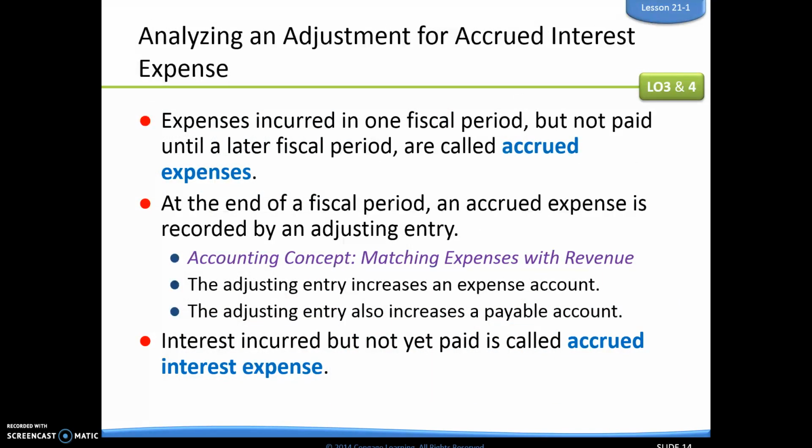Now, we also have expenses that are incurred in one fiscal period but are not paid until a later fiscal period, and we call those accrued expenses. At the end of a fiscal period, an accrued expense is recorded by an adjusting entry. We know that we've done that. That's like depreciation expense, a common one that we do. So typically we have an adjusting entry that increases an expense account and also increases a payable account, because remember, we haven't paid it yet. Interest incurred but not yet paid is an example of one of these. We call it incurred or accrued interest expense.